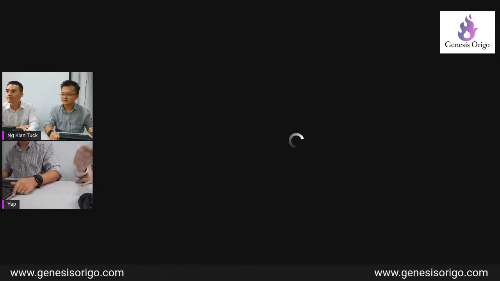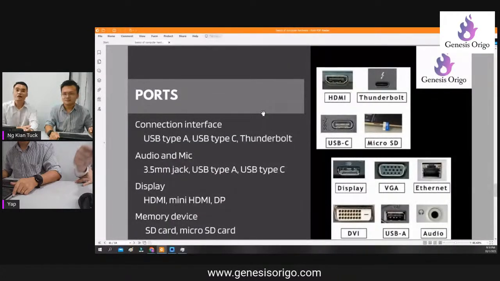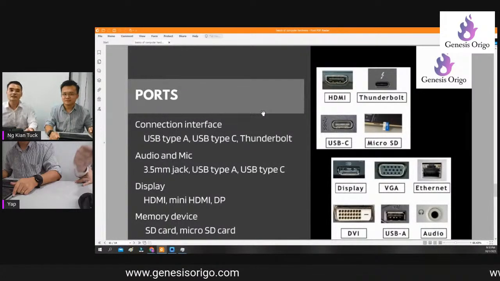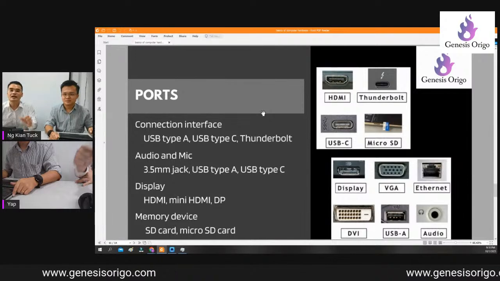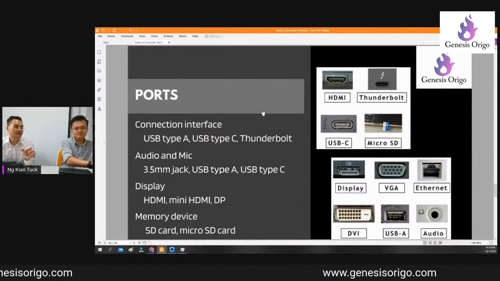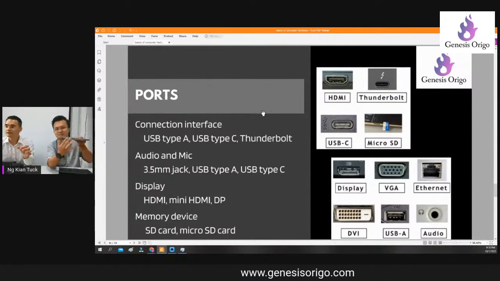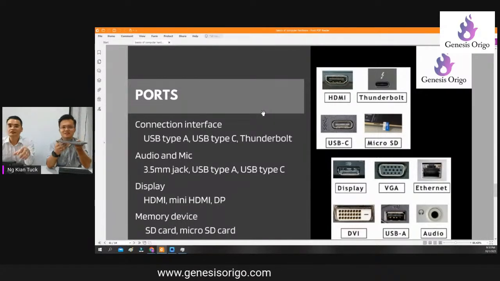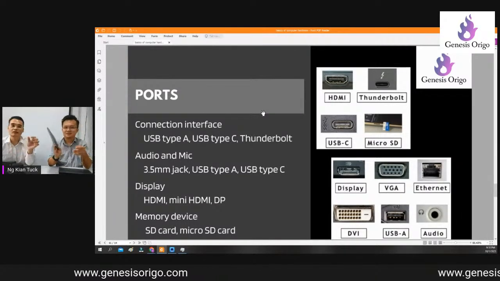Okay, so these are the ports then. So what are the function of the ports? These are basically the connection points. Besides the computer, you can see all these ports. Yeah, the ports. Okay, so these ports are the connection points.